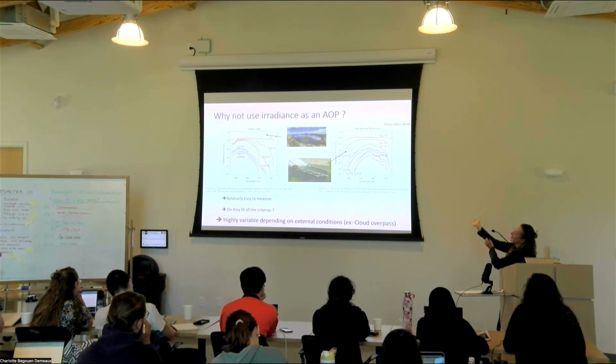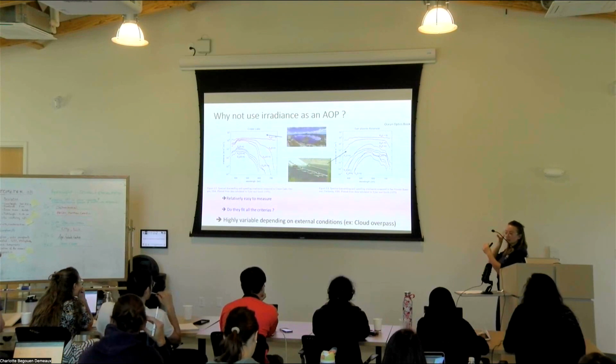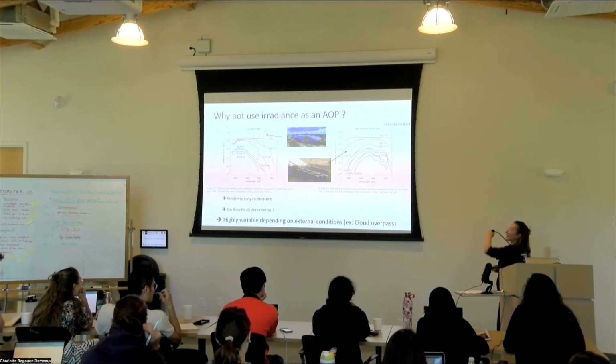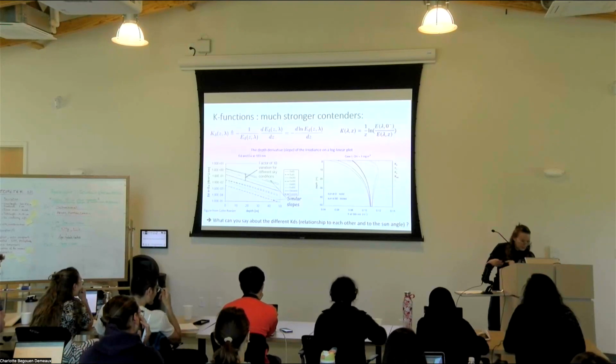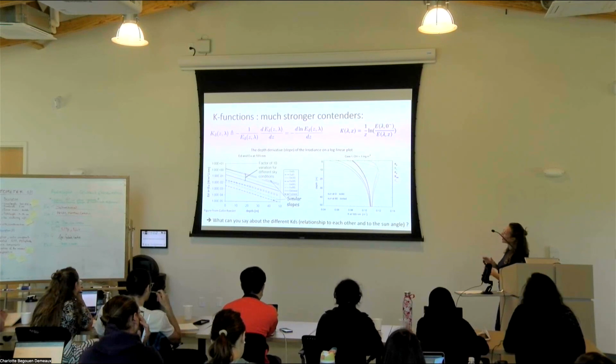Whereas an attenuation coefficient, which measures how much light changes with depth, will stay about the same if a cloud comes through: the light will decrease, but it'll probably decrease about the same all over the water column. So the attenuation coefficient will hopefully stay constant, which is why K functions are much better contenders for AOPs.